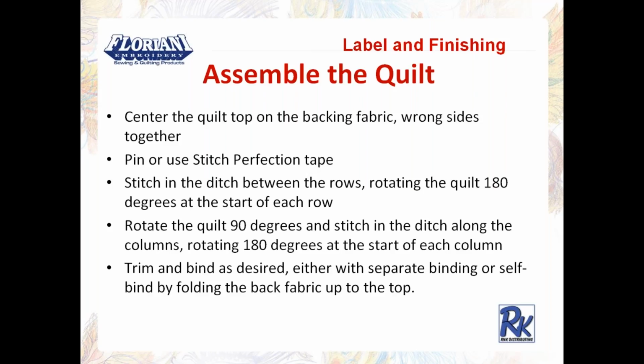And when you finish all the rows, then what we want to do is rotate the entire quilt 90 degrees, and we're going to again stitch in the ditch along the columns, rotating 180 degrees at the start of each column. And when you're done with that, you have quilted your quilt.